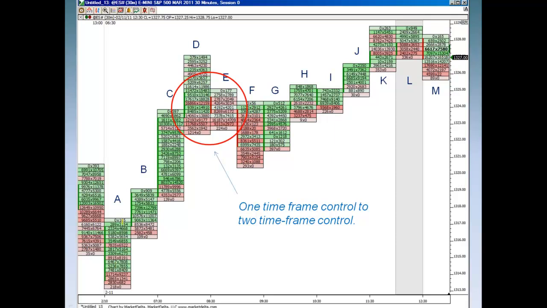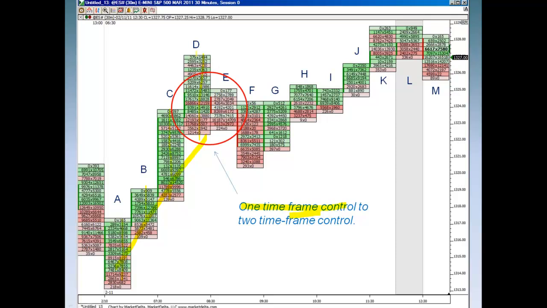So we had period A, period B, and period C, basically all directional. Period D came along and also continued in that same direction. So basically, A, B, C, and D was all one time frame control. The other time frame buyer was in control of the market. All of a sudden, take a look at what happens at period E.